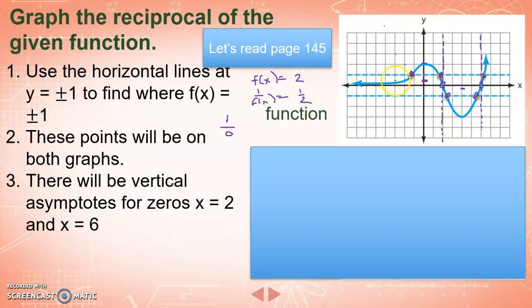So as my tail is getting closer and closer to 0, the reciprocal of that is that now my tail is getting closer and closer to infinity. So I'm just going to sketch this. This is not exact.